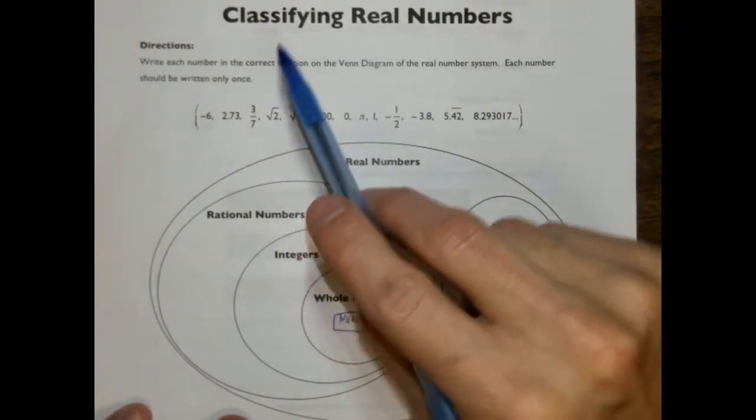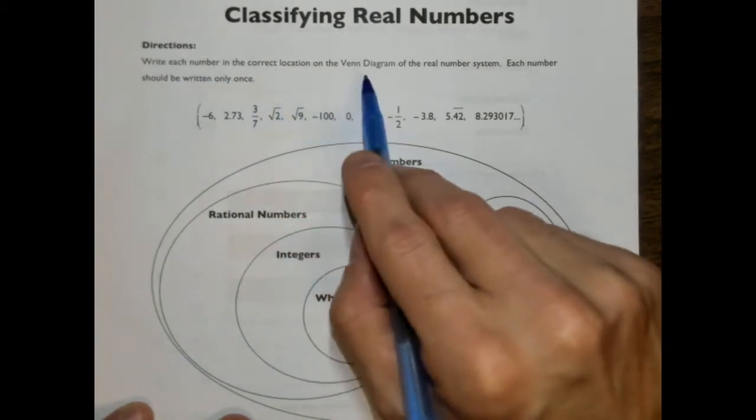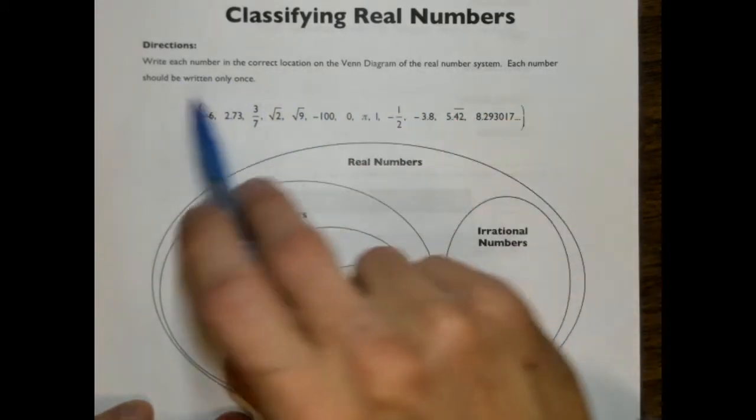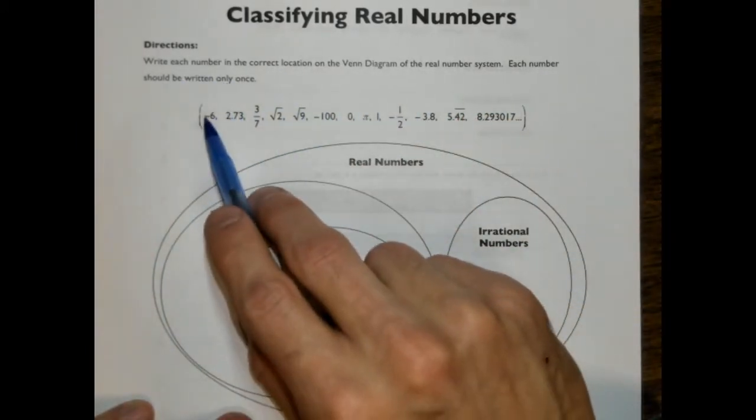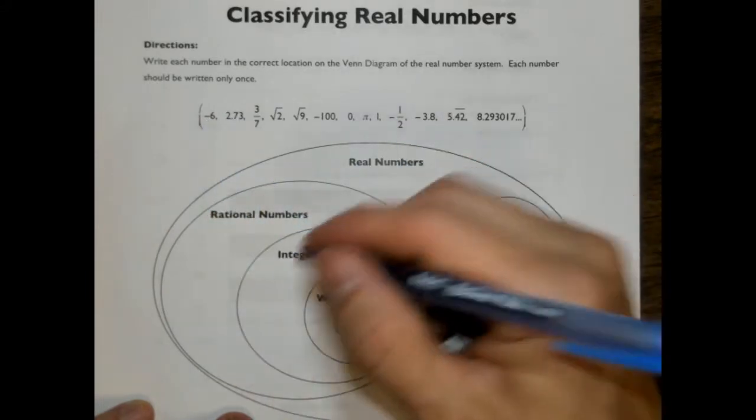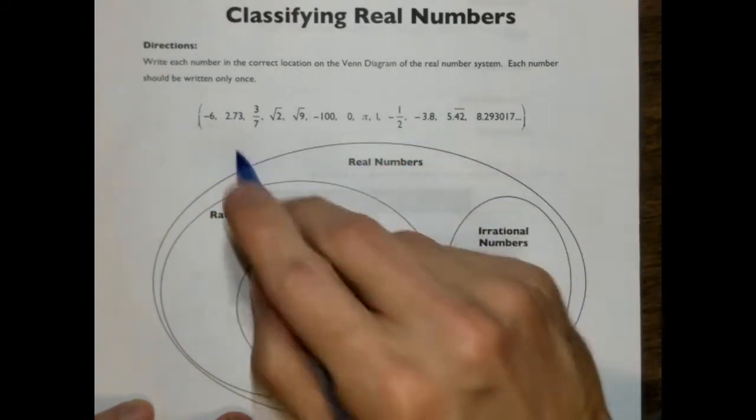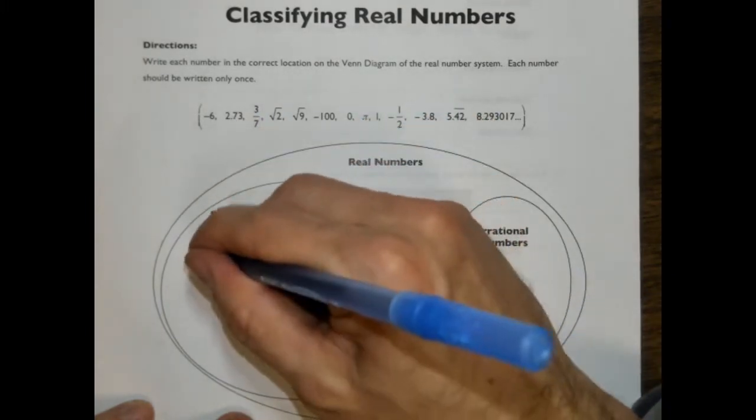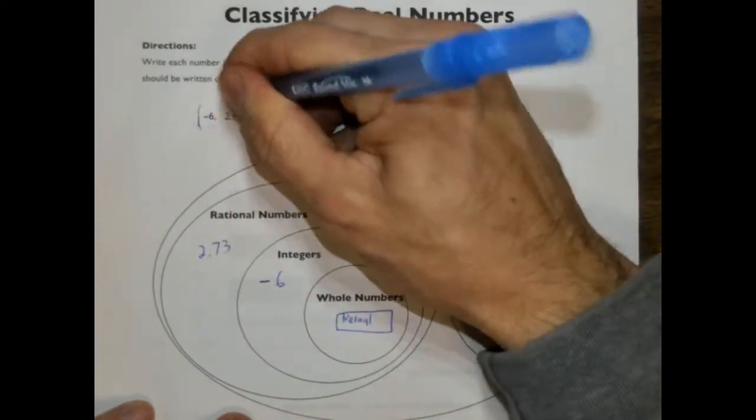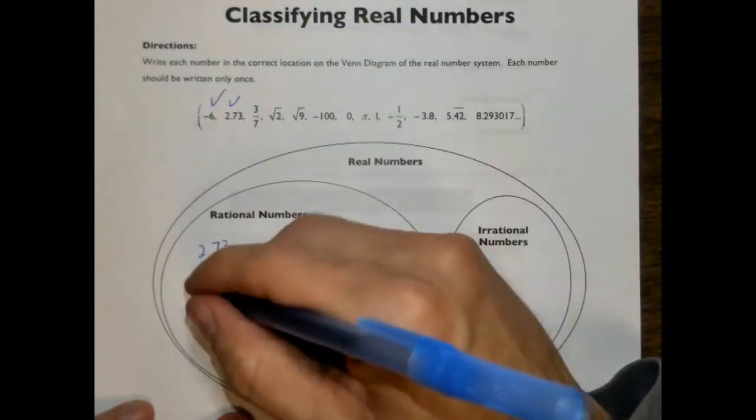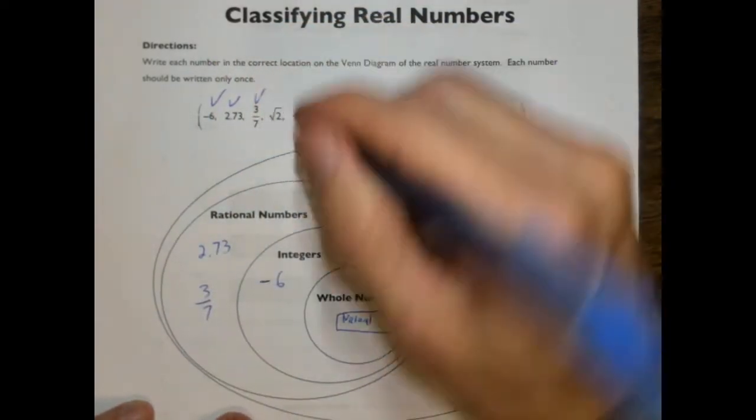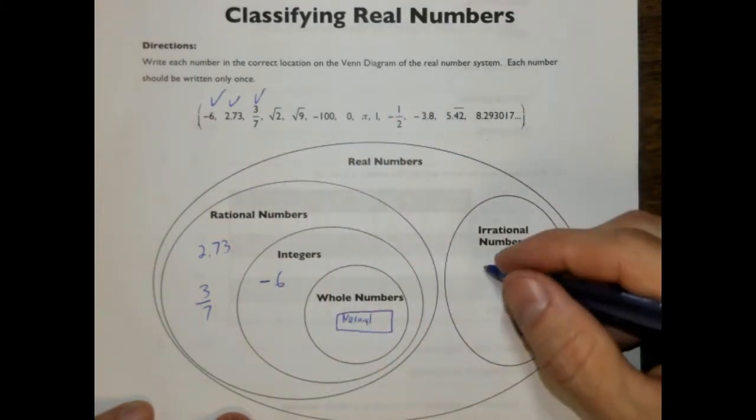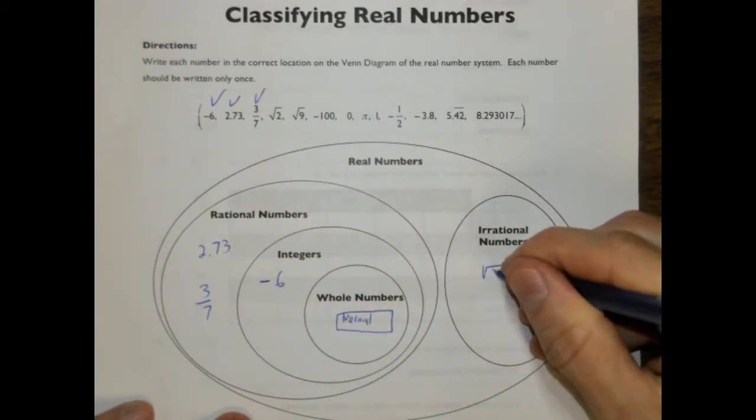All right, so let's look at what we got. We said write each number in the correct location on the Venn diagram for the real number system. Each number should be written only once. So -6, that is an integer, right? -6, 2 and 73/100ths, that can be written as a fraction. So 2 and 73/100ths, we're going to check these off as we go. 3/7, well, that is a fraction, so that is a rational number. Square root of 2, that cannot be written as a fraction, therefore it is irrational.